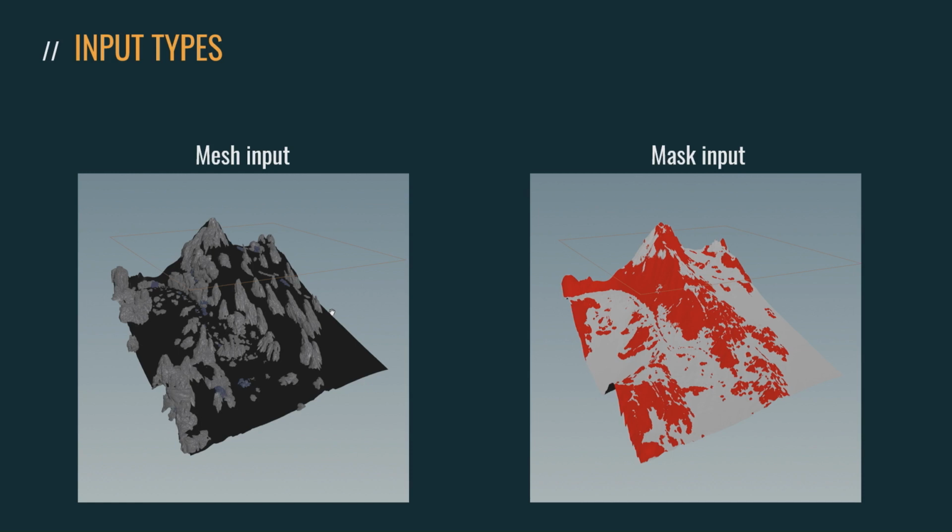We have either mesh inputs, such as rocks on the left of the screen, and we also have mask inputs, which is represented here by the red mask that you can see, and is representing the cliff texture that is imported from the Houdini landscape.